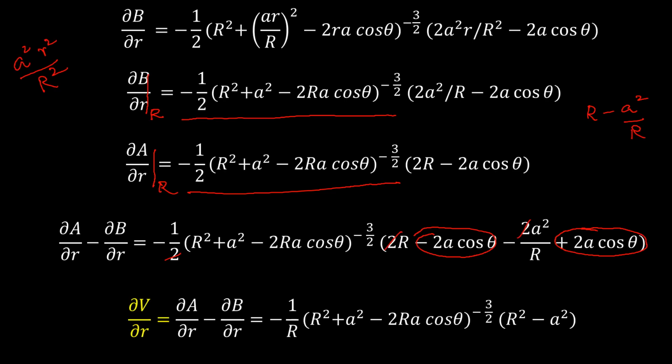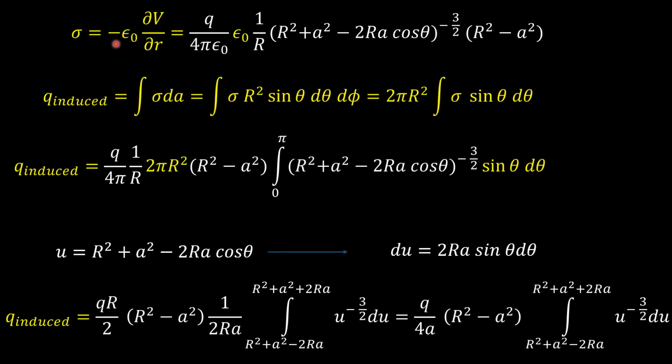You take r as a common factor, then this first term will become r squared minus small r a squared. So this can be written as r squared minus a squared. I am bringing this 1 over r in front. So we got minus 1 over r, capital R squared plus a squared minus 2 capital R a cos theta to the power minus 3 by 2. Then after simplification of these terms inside the bracket, we will get r squared minus a squared. So this is the delta V over delta R.